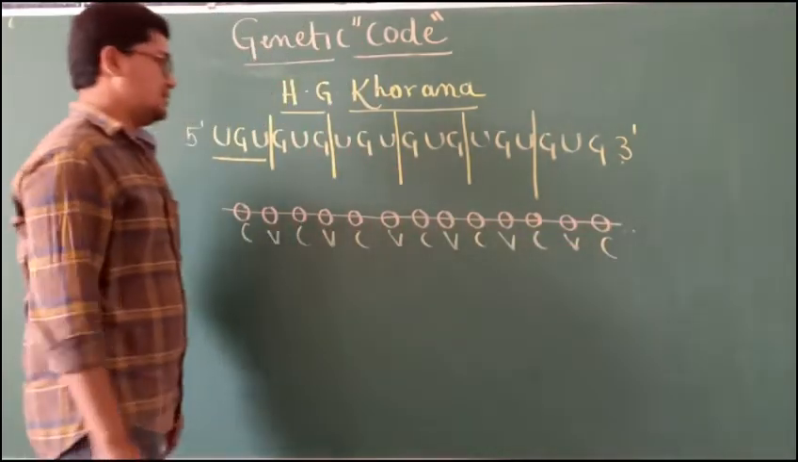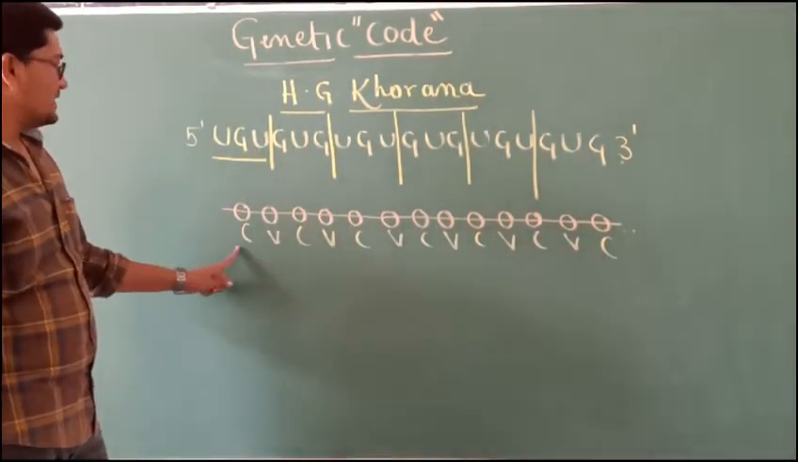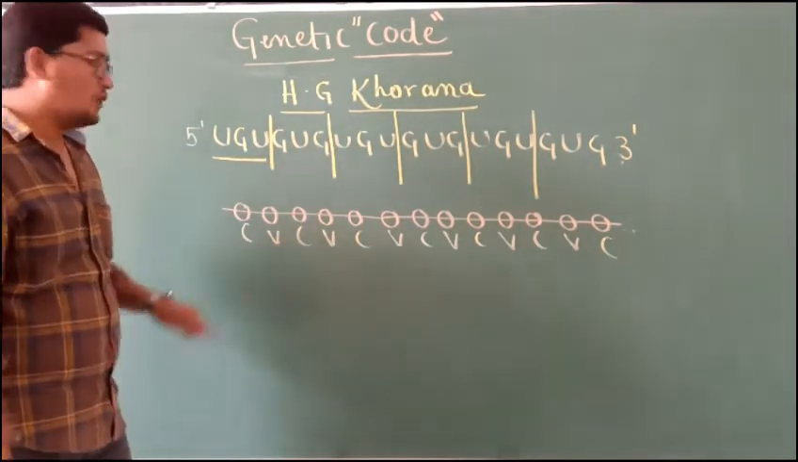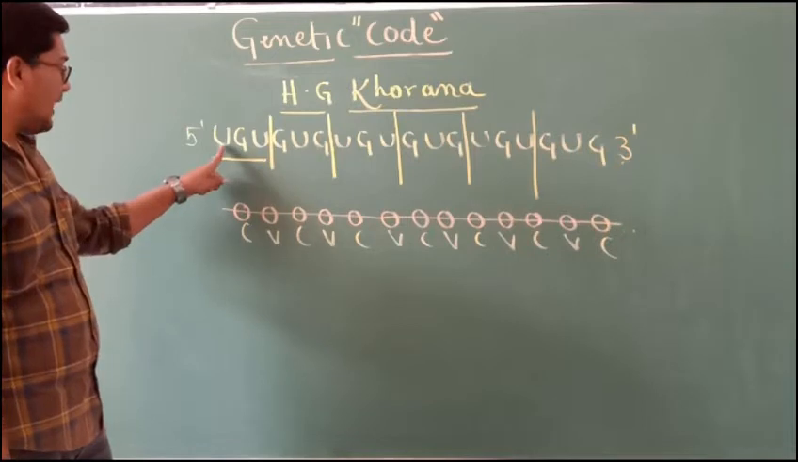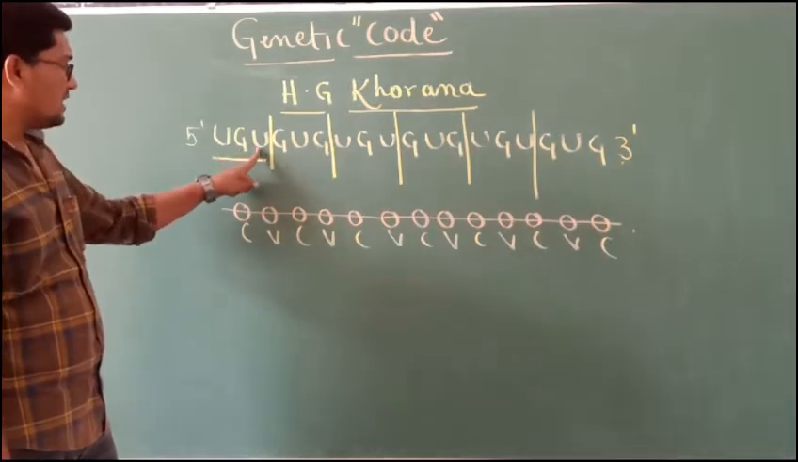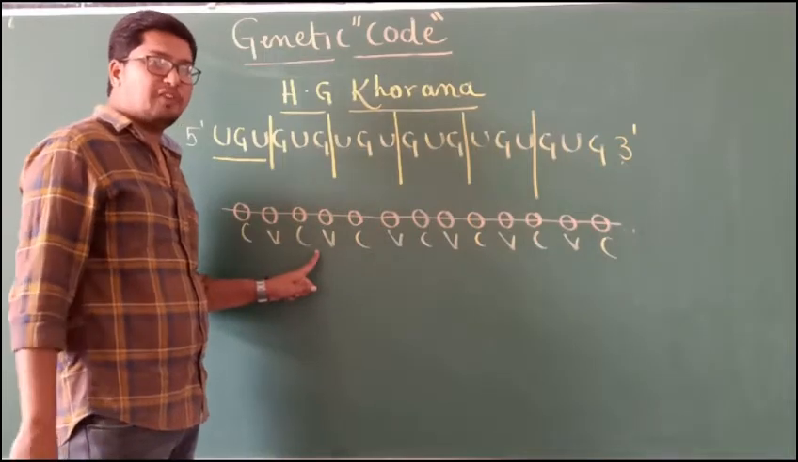So code must be a triplet. With this it is very clear. UGU codes for cysteine, GUG codes for valine. So if you consider code as a doublet, you have to read it as only what? UG, UG. And this polypeptide chain must have same type of amino acid.